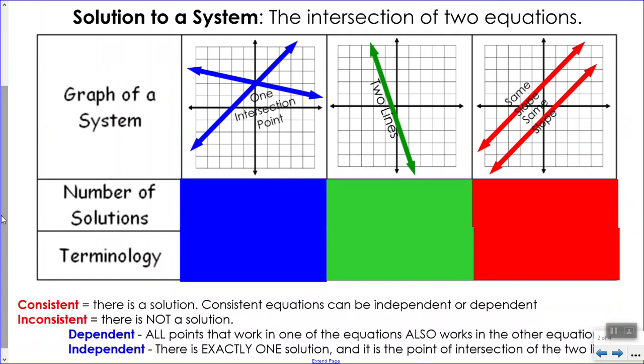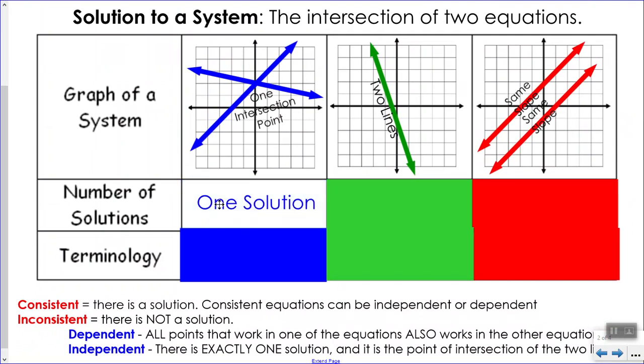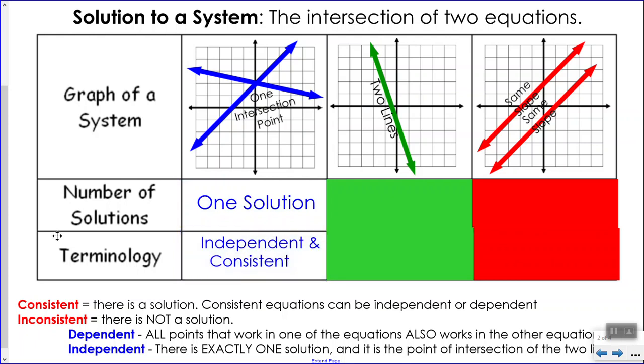So we have three different types of systems that we could come across. The first is these lines here in blue, which is where we have one intersection point. One intersection point means that we have one solution. We have some vocabulary that we're going to introduce here. That is independent and consistent. So an independent system is a system that has exactly one solution. It's an independent solution that stands by itself. The system is consistent because it has a solution.